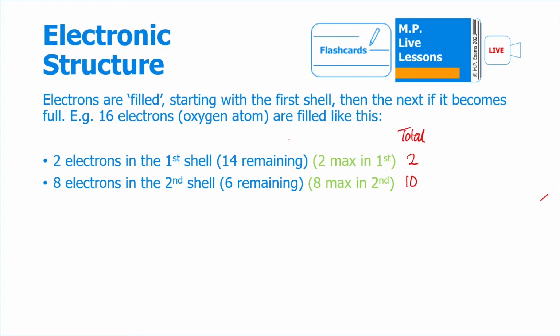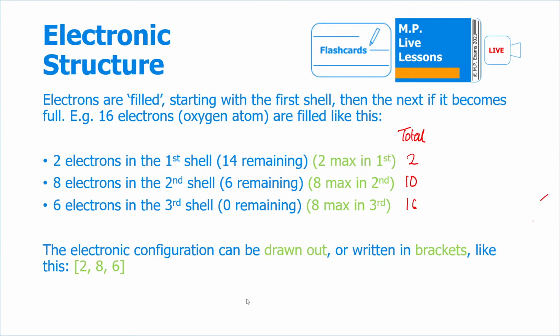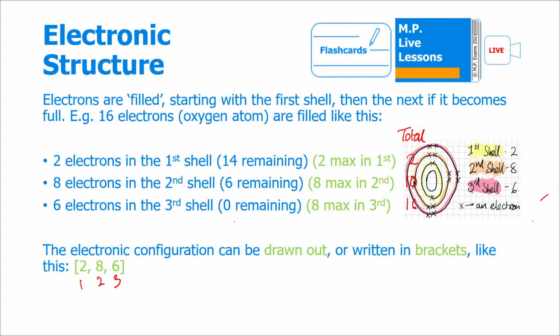And finally, we need 6 more electrons, and the third shell can have a maximum of 8. So we've got 16 electrons, so 2 in the first, 8 in the second, 6 in the third shell. This is called electronic configuration, and it can be drawn out or written in brackets like this: 2, 8, 6. First shell, second shell, and then the third shell. A little diagram might be shown as well. And remember to show electrons as an X or a dot.